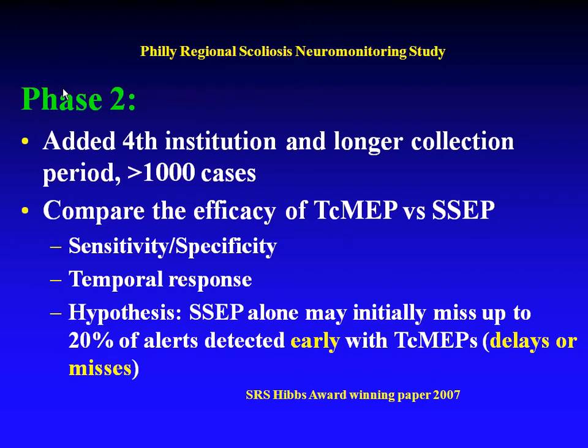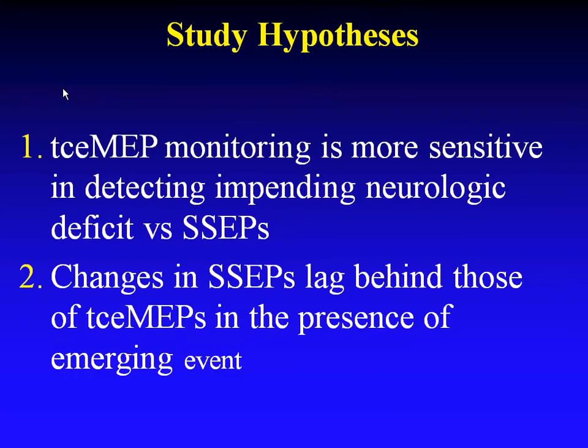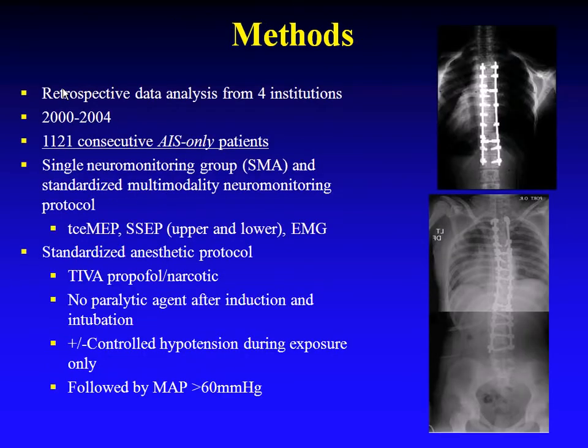The second study that we did looked at a comparison of transcranials with just SSEPs alone, and at that point in the United States and North America, there were still quite a few centers just using SSEP alone, and the hypothesis was that SSEP alone missed many cases and was later in showing changes as compared with the transcranial motor evoked, and that both the SSEPs and the wake-up tests were too little too late, and that the addition of the transcranial motor evoked allowed you to be able to find out about an impending vascular compromise earlier.